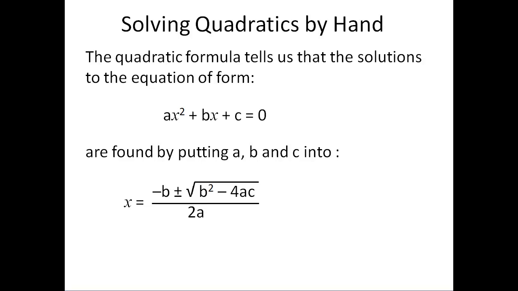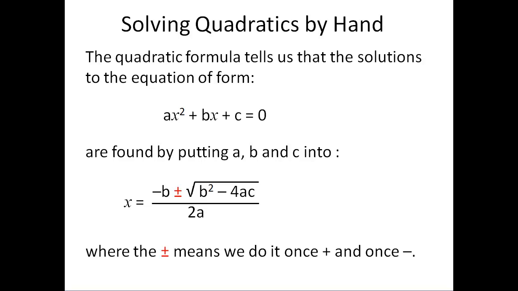And it tells us that the solutions to an equation of the form ax squared plus bx plus c are found by putting a, b and c into the quadratic formula. The plus or minus means that we get two solutions, once for plus and once for minus.